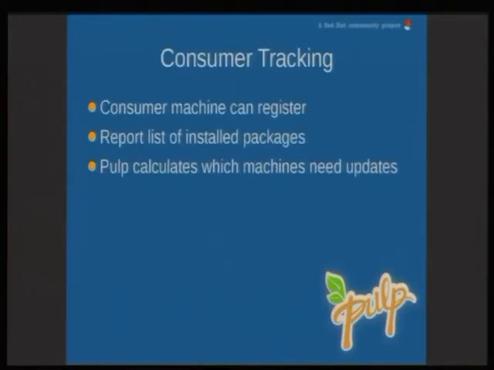Consumer tracking. Pulp has the ability to figure out what is installed, what packages, what content is installed on every machine in your infrastructure. In addition to that, it will be able to figure out what updates every machine in your infrastructure needs that were most recently available. From this feature, Satellite, I think, takes a lot of advantage.